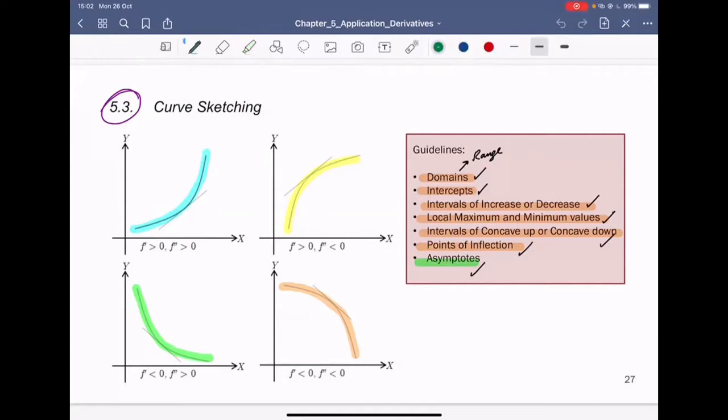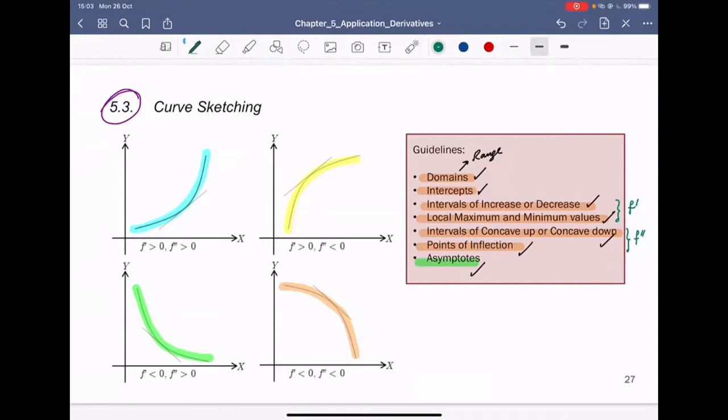So to find intervals of increase or decrease and local max and local min, you're gonna need your first derivative, because the first derivative is gonna tell you about increasing and decreasing properties, and also you can find the relative maximum from there. Does it make sense? So the second derivative is gonna give you concave up or concave down properties.